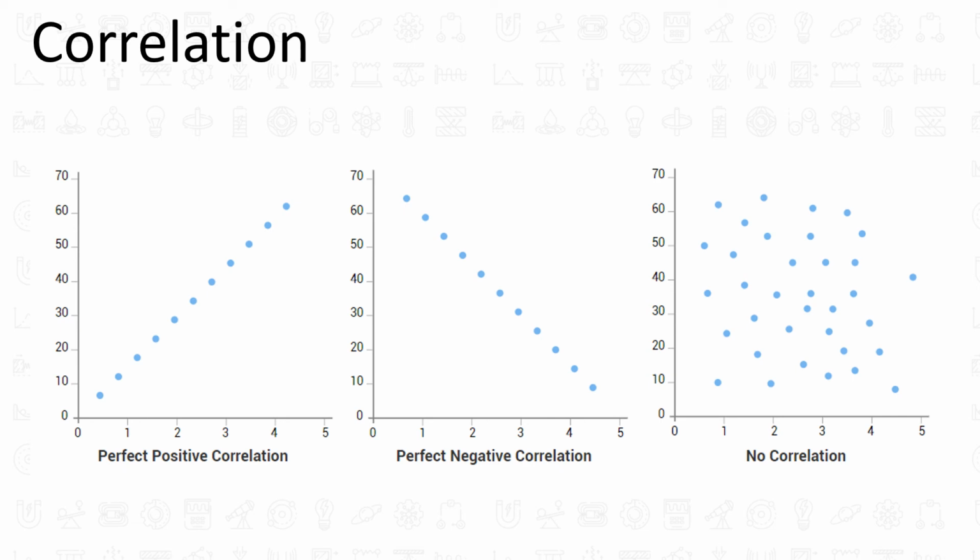And then the one on the right is no correlation. This is just scattered data. It's not forming any sort of pattern. We can't see any lines or anything being made. So we would say that these two variables are not correlated, or they don't have a relationship.